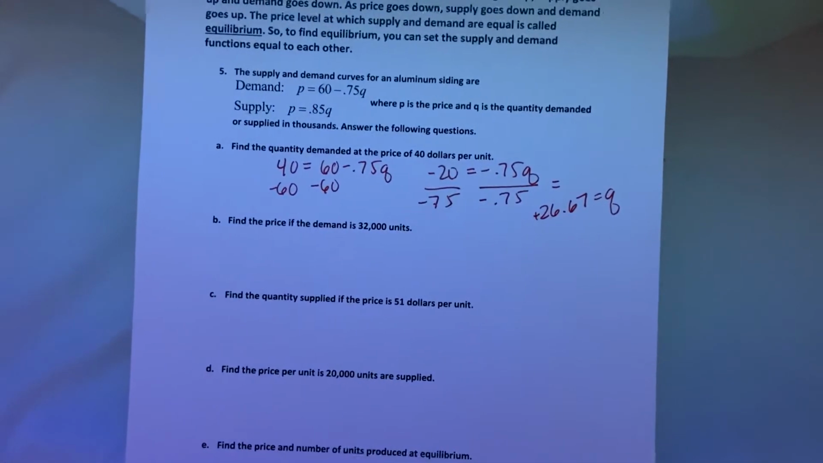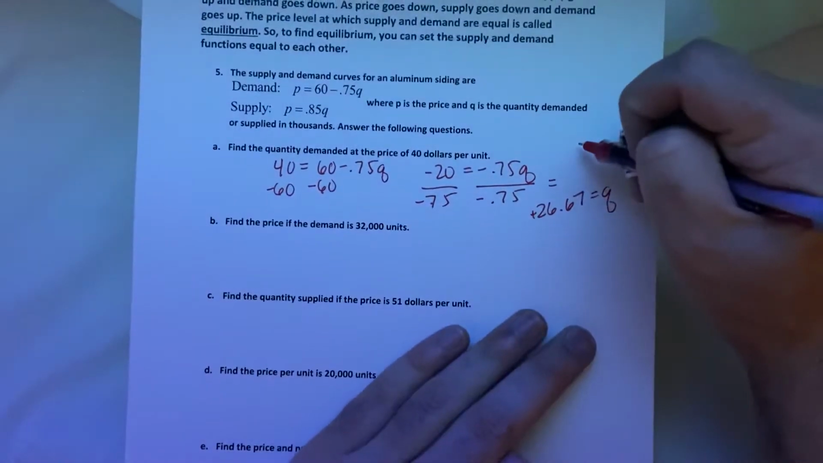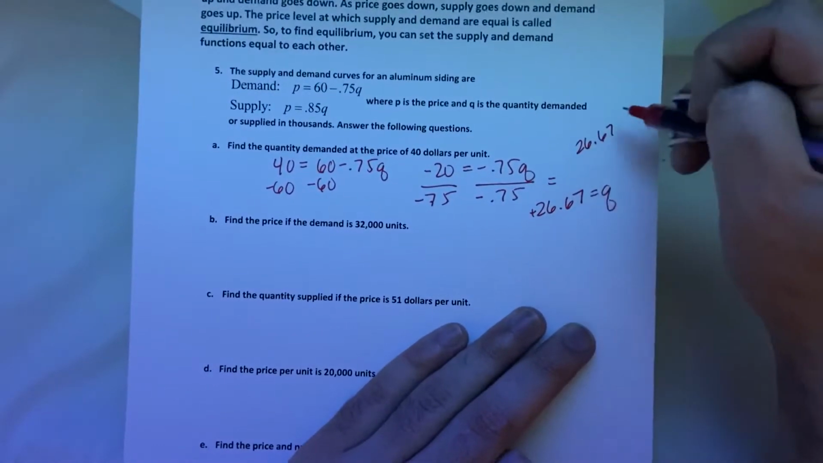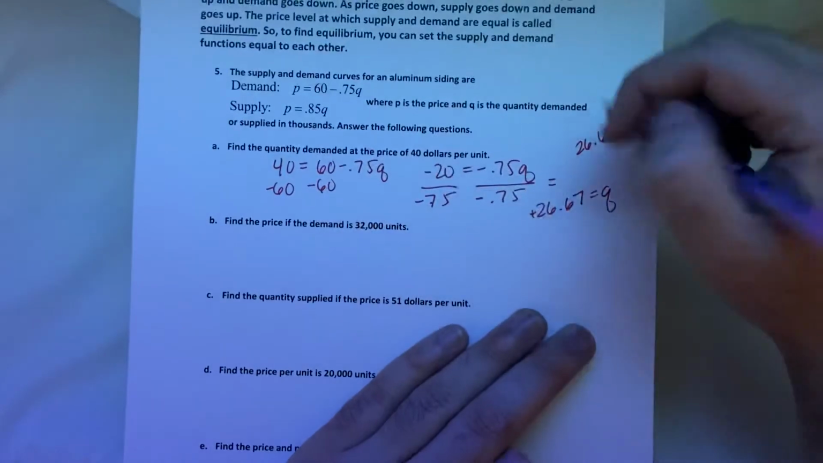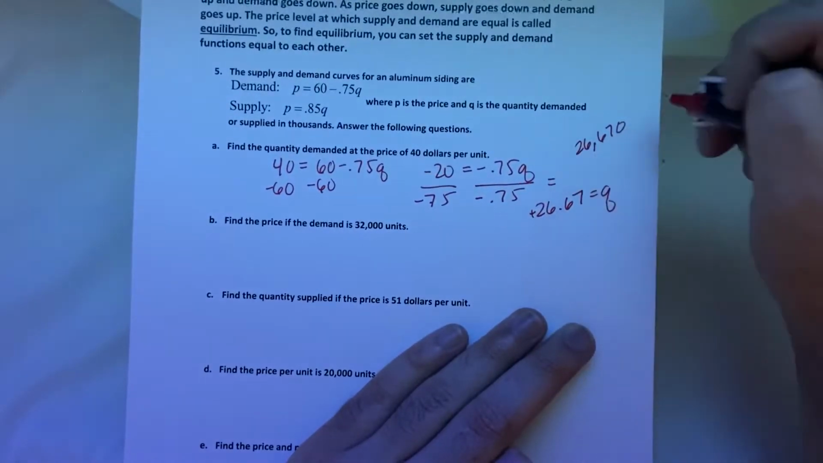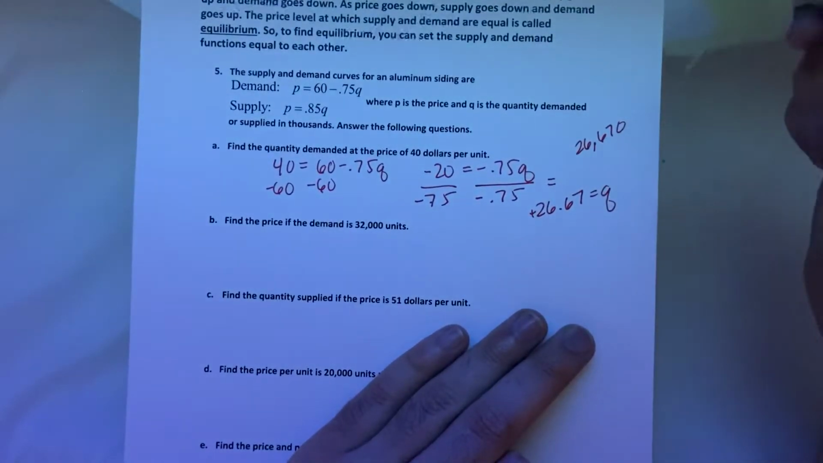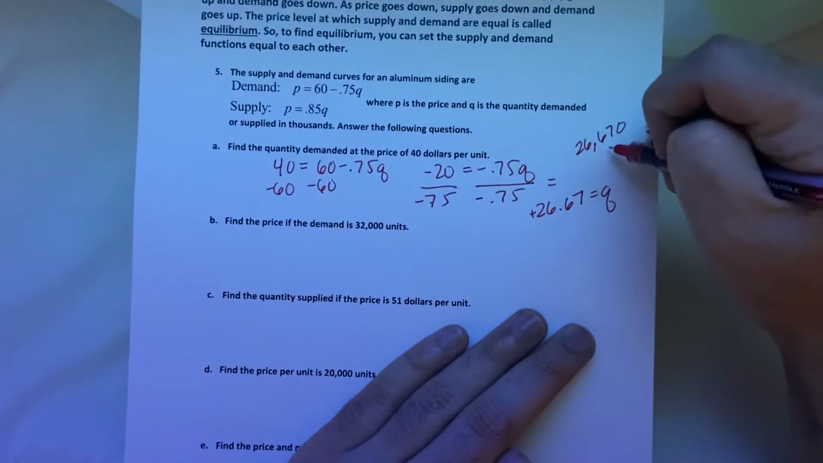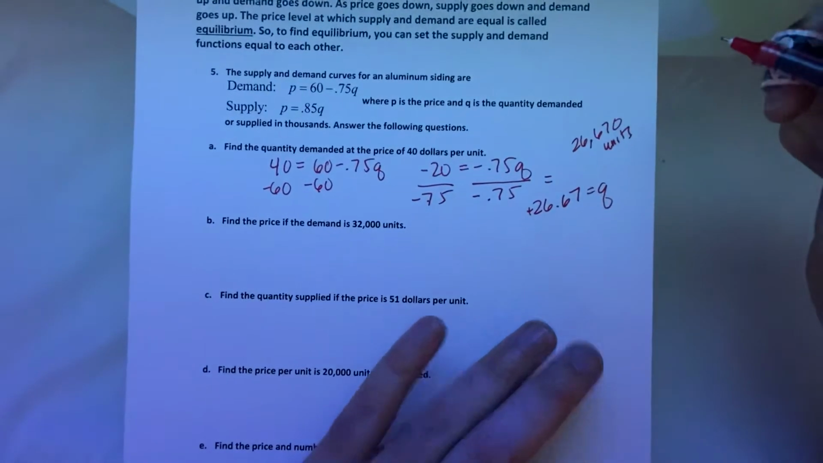Okay, business algebra, just to wrap up, even though Q, as a reminder, is 26.67, this is really 26.67 in thousands. So if you move the decimal place 3 times, it would be 26,670 units demanded at a price of $40.